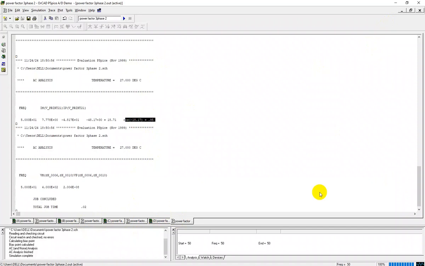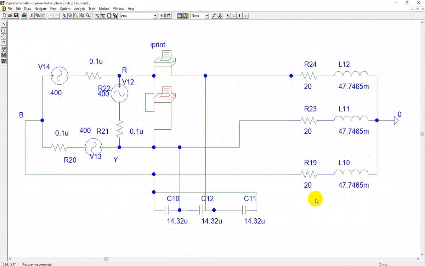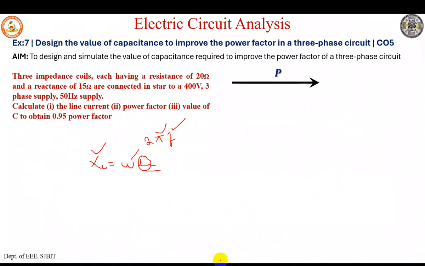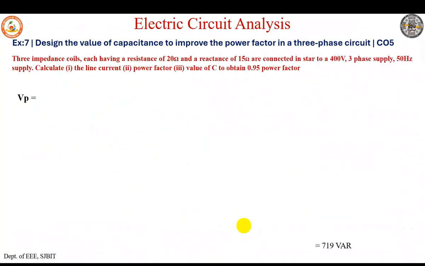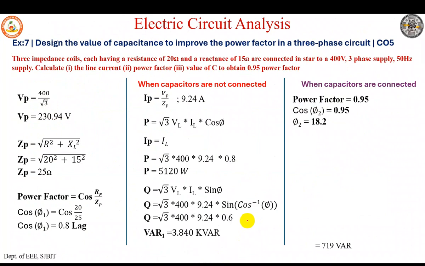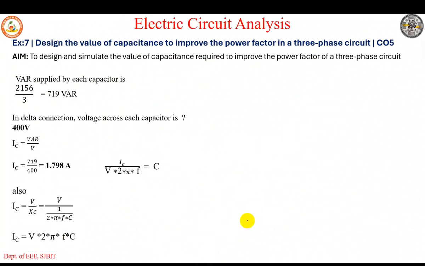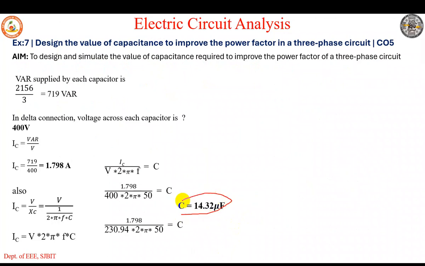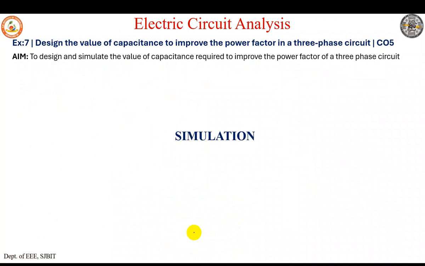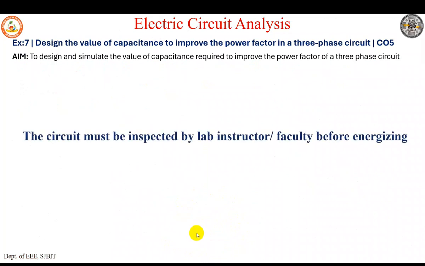Okay, so this is how one has to verify the theoretical calculations over PSpice. So once we have done, so this is the value of capacitance chosen for three phase, this is the value of capacitance that we have chosen for single phase. So that we have done the simulation. Remember, any lab, if you are working on a hardware, please get it inspected first, by lab instructor or faculty, before you energize.